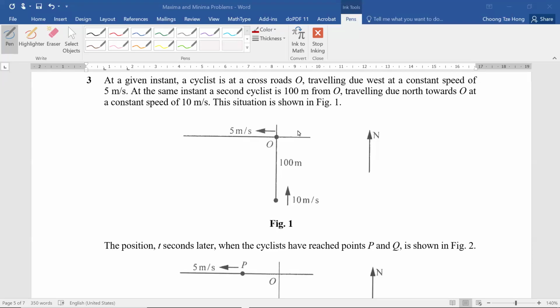Hi students, in this video I'll be going through the 2016 O-Level Additional Mathematics Paper 1 question 7. Right, so let's read the question.